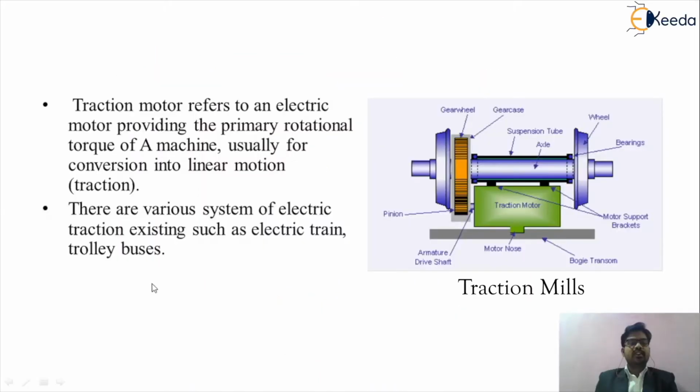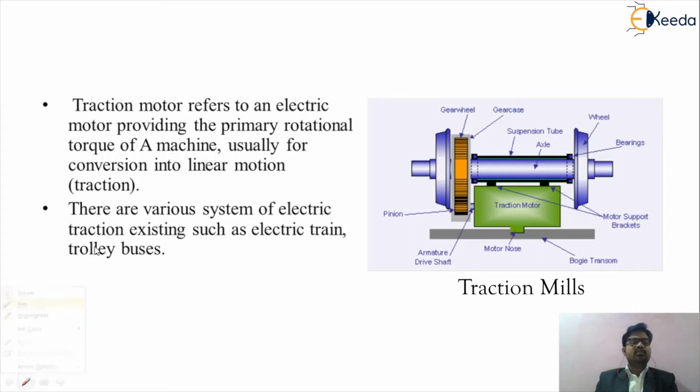So friends, as we know, the fundamental definition of a drive is a system employed for motion control. If we are using motors for traction purposes, then such drives are called traction drives. So first of all, we can understand the different concepts concerning traction motors.